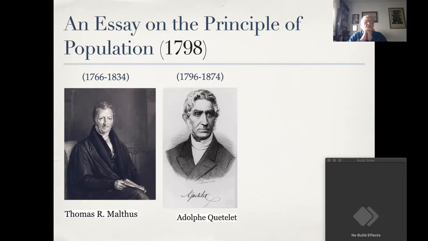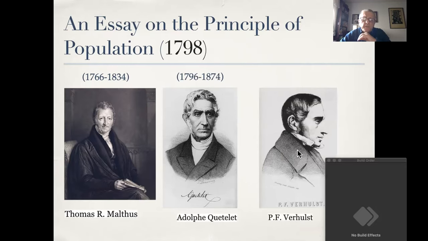by other people. And one of them was Adolphe Quetelet, a Belgian mathematician, astronomer, and also director of the Royal Astronomy Observatory in Brussels, and he forwarded this interest in the growth of the population to another Belgian scientist, Pierre Verhulst. Pierre Verhulst was completely forgotten until the 20th century. He lived very short. He died of tuberculosis.